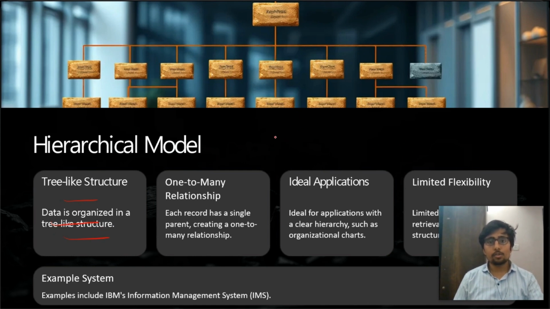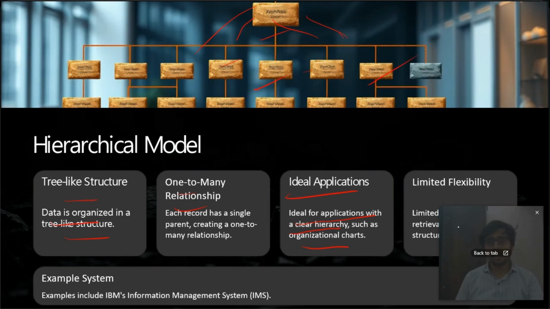The structure, as I showed you, and you can see over here as well, is tree-like, with a one-to-many relation, because there is one parent and so many children for one parent. One-to-many relation is the hierarchical structure. As for ideal applications, it is ideal for applications with a clear hierarchy, such as an organization chart. As you can see, this chart also reflects the hierarchical database model.